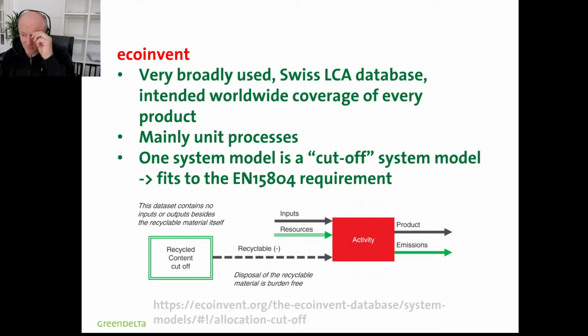And I've here taken from Ecoinvent two pictures. One comes on the next slide that shows that. So you have here an activity that has a product and emissions and takes maybe up resources and inputs, and it also takes what Ecoinvent calls recyclable, like waste paper, for example. And then this line is dotted, because it's burden-free. It comes burden-free, so you do not need to consider the effort or burden for producing the paper in the first life cycle, but you can just take it in your activity, and it's, I always say, as if it falls from the sky, so you can just use it.